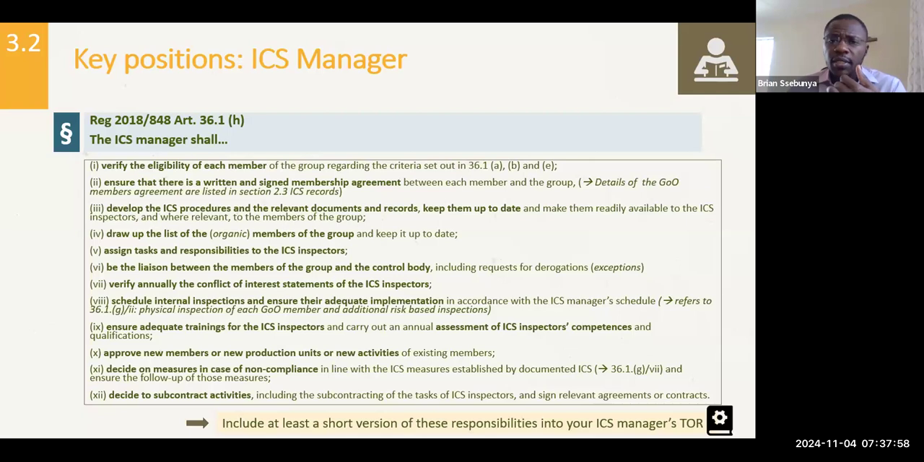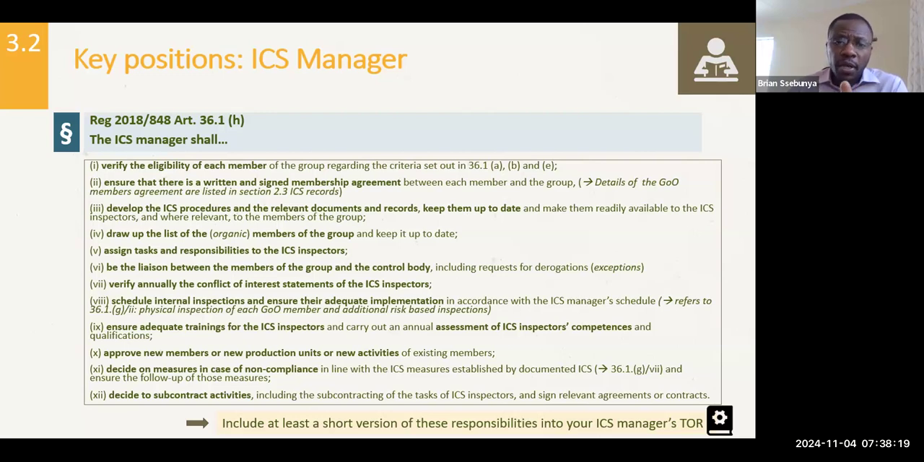Developing the ICS procedures, I've talked about this, ensure the relevant documents and records are kept up to date, all that, and make them readily available when the external auditor comes. That is all the role of the ICS manager.